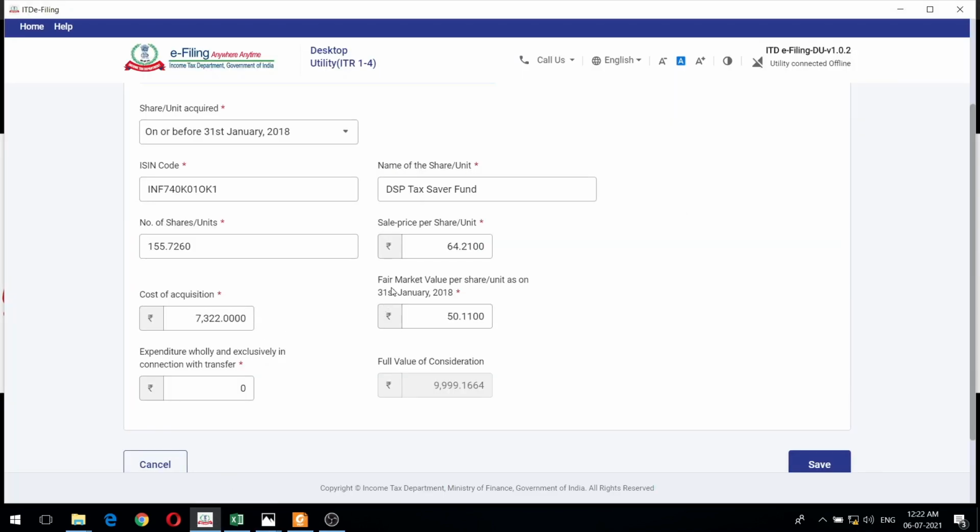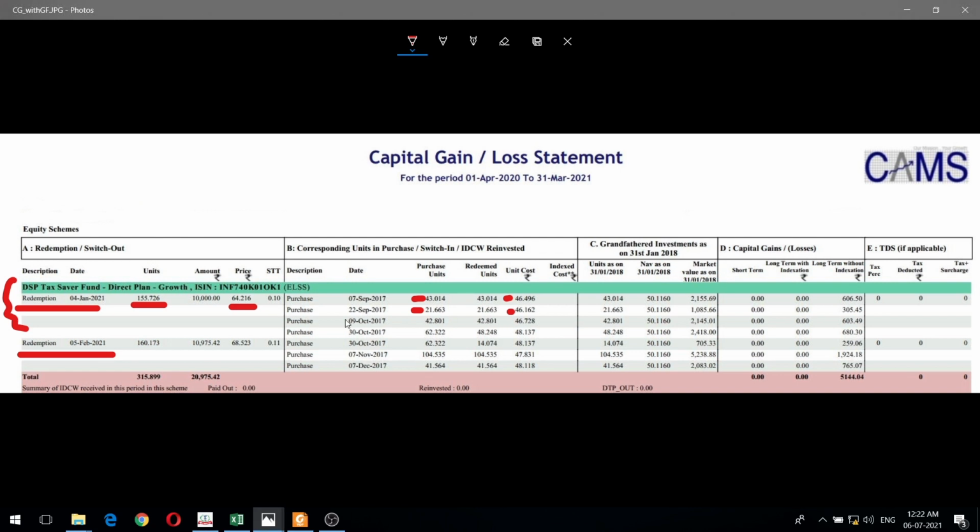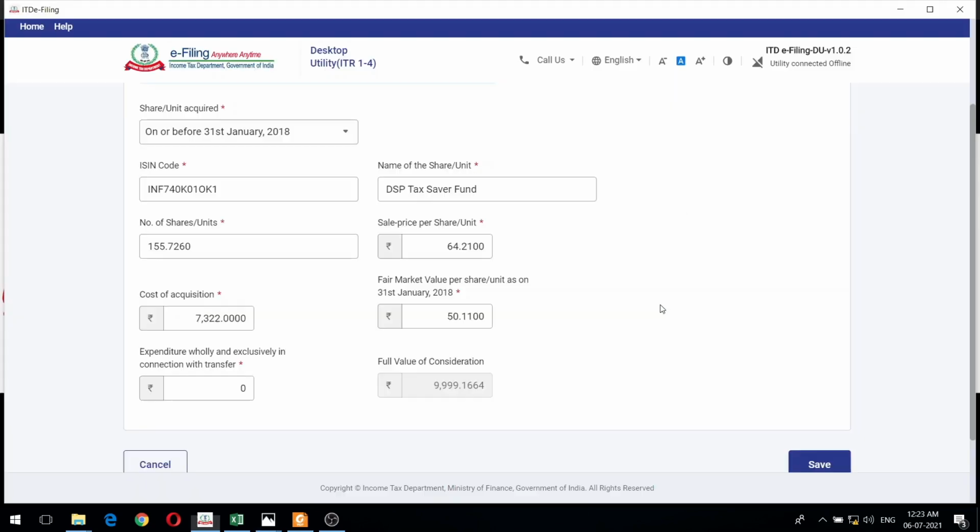Okay, fair market value per share per unit as on 31st of Jan 2018. That means on 31st of Jan 2018, what is the NAV of that particular scheme? We can easily get it from here. As you can see, the grandfather value is 50.1160, and definitely that will be the same across. I have shown two decimals, so that's why. Okay, so this is how we should fill it for one redemption.